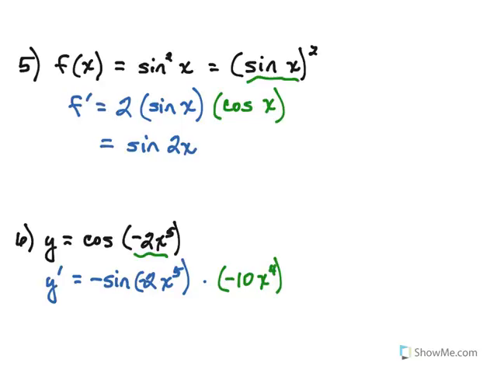All right, so we can make it look a little bit better. We have a negative times a negative, so that makes positive. We can throw this 10x to the 4th to the front, and we would have sine of negative 2x to the 5th, and that would be our answer.